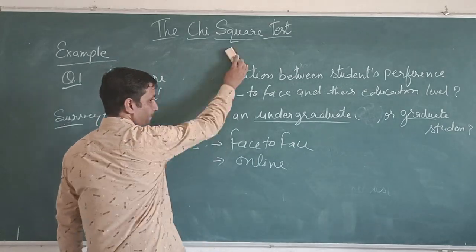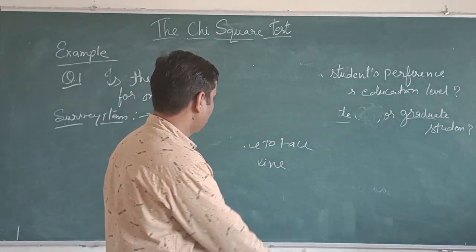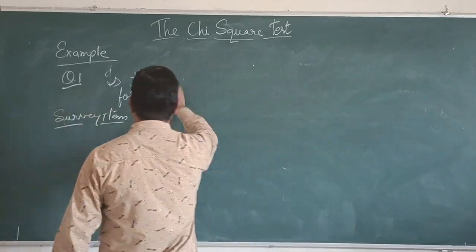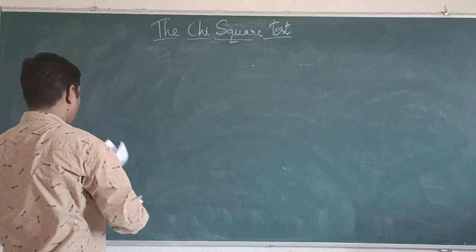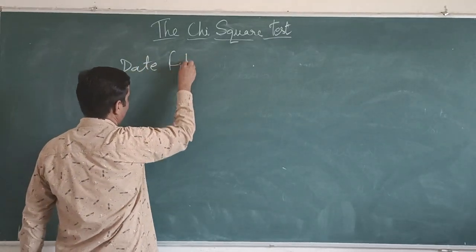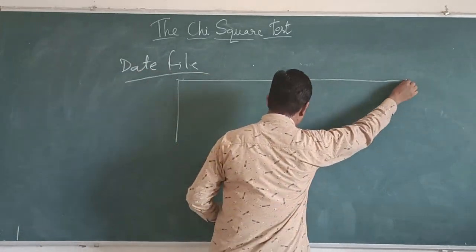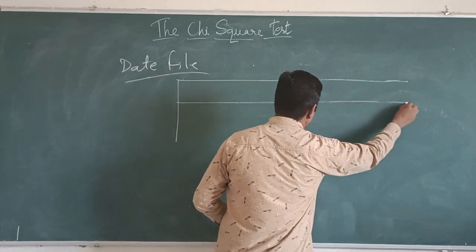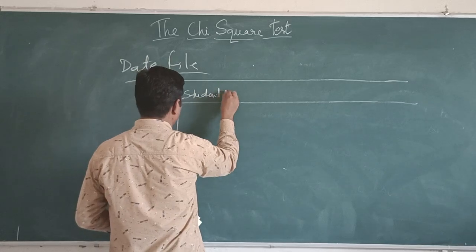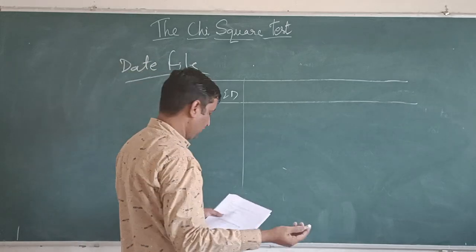Okay. Let's see how we can make a table. First, as I said, we will make a data file. In the data file we will make a table. In the table, first we will use the student ID. First we will create the student ID for our reference.